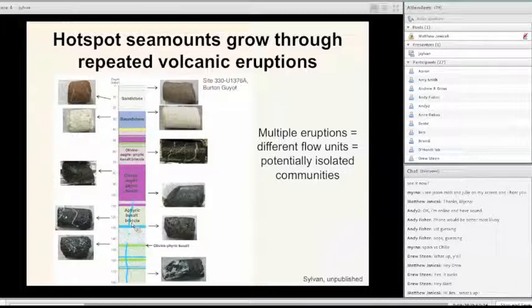And I like to say that multiple eruptions give you different flow units and potentially isolated communities. And so if you're interested in questions about how substrate chemistry and mineralogy impact microbial community structure, these are nice sites to visit because you can collect a lot of different types of samples from just one site.